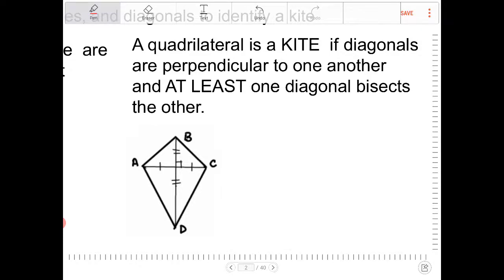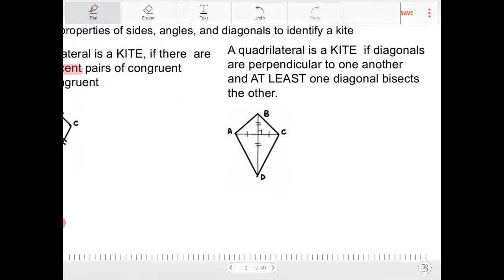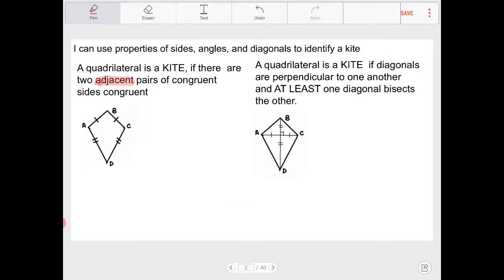You can actually think of a rhombus as being a kite because there's nothing to suggest that you can't have the diagonals be perpendicular bisectors of each other, as long as there's only one. And the same thing could be said about the two pairs of adjacent congruent sides. Nothing there is saying that they can't all have congruent sides.